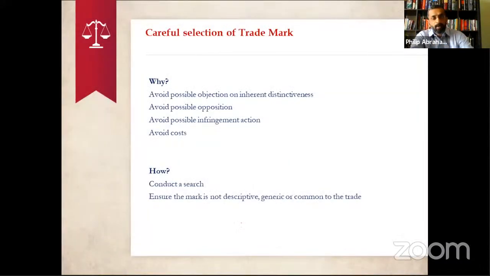Now, while selecting a trademark, one must be careful to avoid possible oppositions on inherent distinctiveness, avoid possible opposition, avoid possible infringement action. If there is an objection or an opposition or an infringement action, the cost of obtaining a trademark goes up considerably. Of course, it benefits the lawyers always. It is the best for the lawyers if there is an opposition or an objection or a litigation. We make our money out of that.